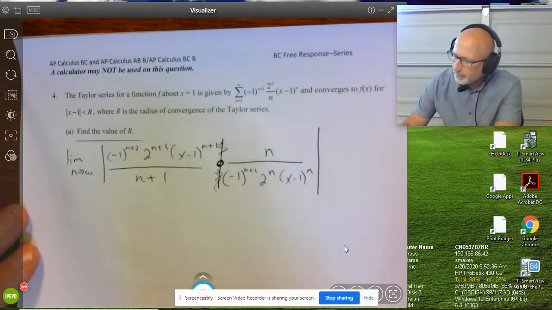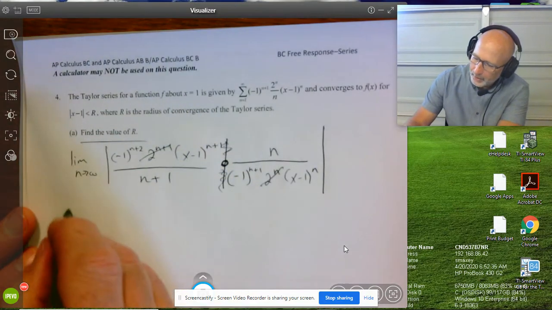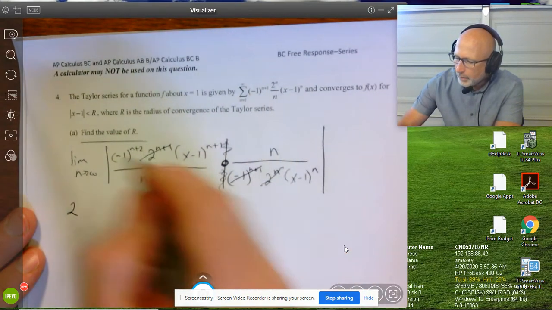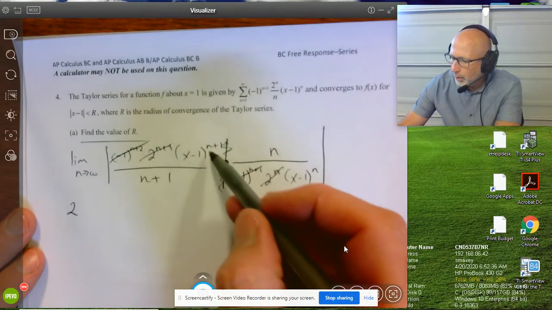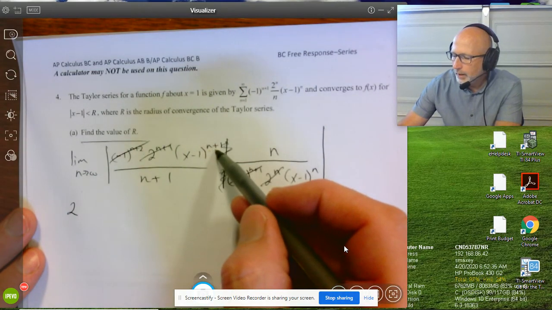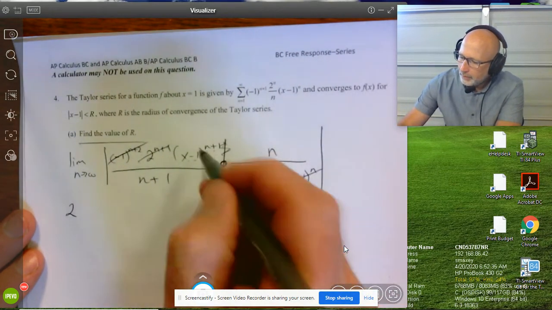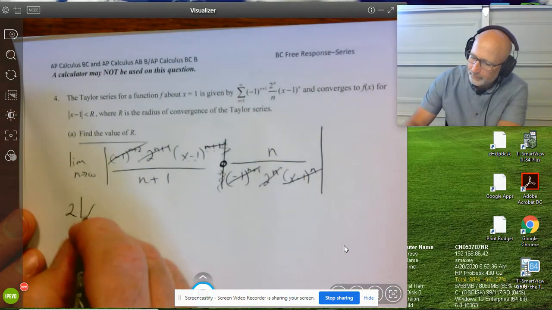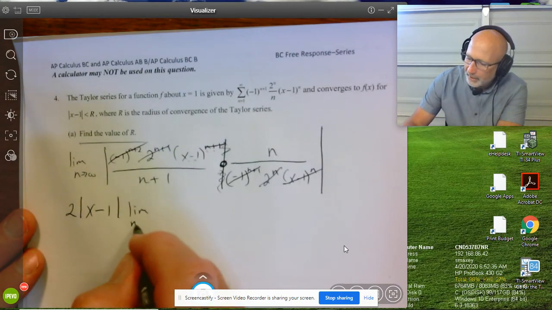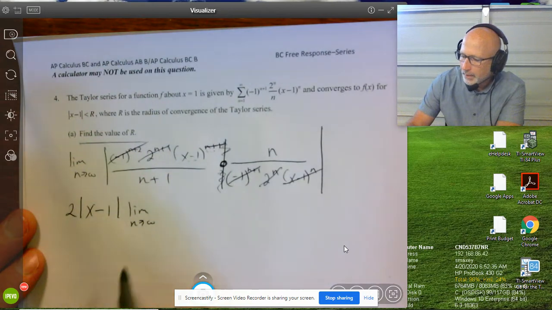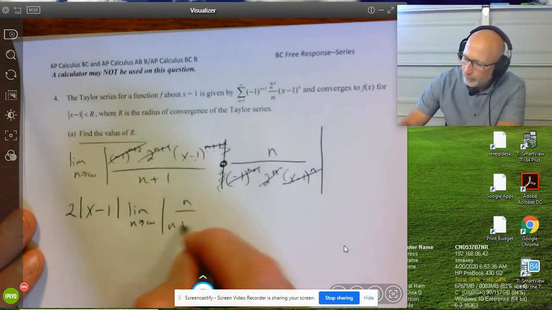Okay, so start canceling some things. You have one more 2 on the top than the bottom. I'm going to bring it out. The negative 1s I can get rid of because I'm taking the absolute value of it. I have one more x minus 1 on the top than the bottom, so all those are going to cancel all but one of those, and I'm just left with the absolute value of x minus 1, which I can bring out front because there's nothing to do with an n there. I'm taking the limit. And then this is going to be n all over n plus 1.